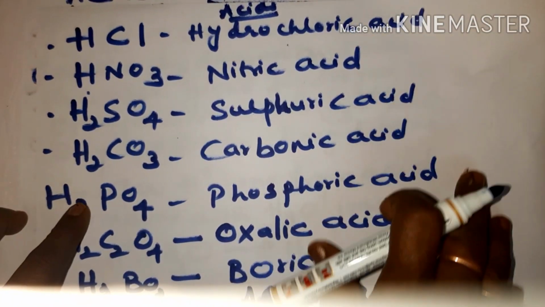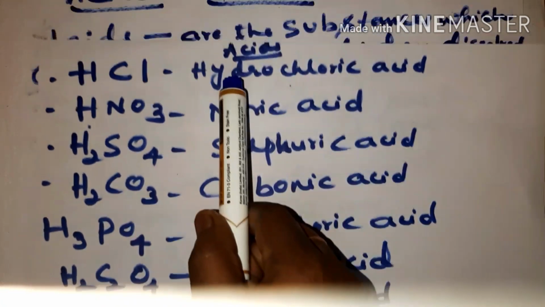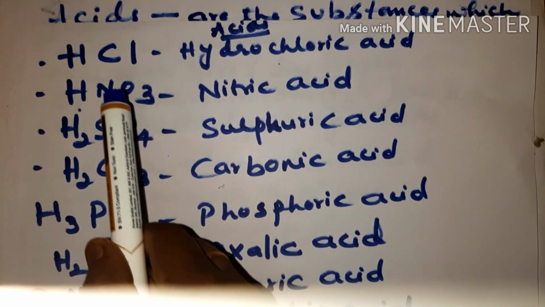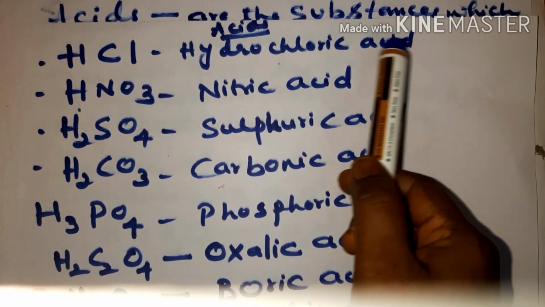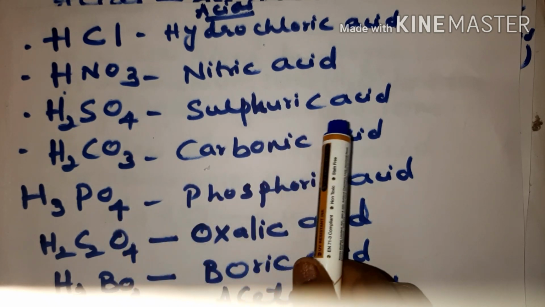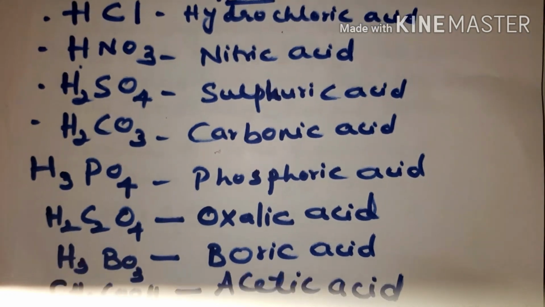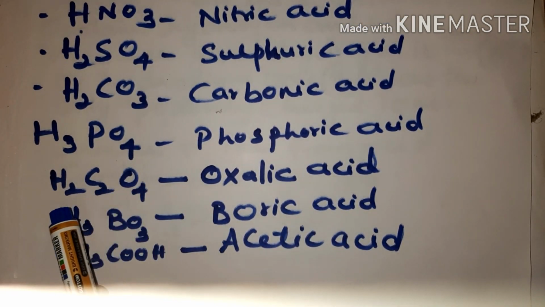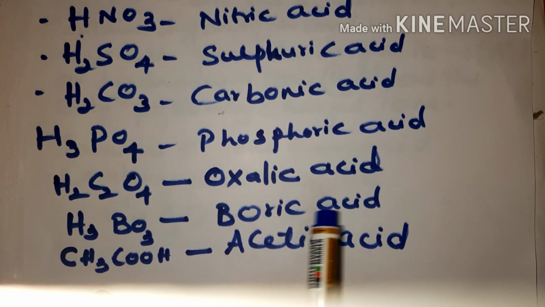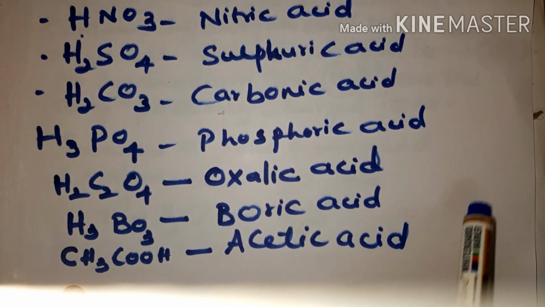Here you can take the examples of acids, students. Acids are the substances which contain hydrogen. So what are those acid substances? HCl, hydrochloric acid; HNO3, nitric acid; H2SO4, sulfuric acid; H2CO3, carbonic acid; H3PO4, phosphoric acid; H2C2O4, oxalic acid; H3BO3, boric acid; CH3COOH, acetic acid. All these are acids, children.